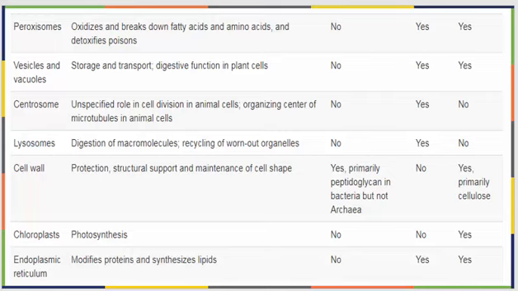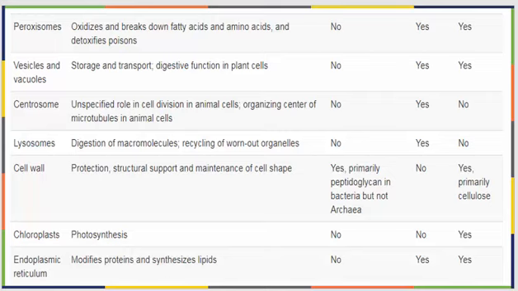Lysosomes are kind of like peroxisomes. They also digest macromolecules and can recycle worn-out organelles. We only find lysosomes in animal cells, just like the centrosomes. Cell walls, however, are only found in bacteria and plants. They act in protection, structural support, and the maintenance of cell shape.